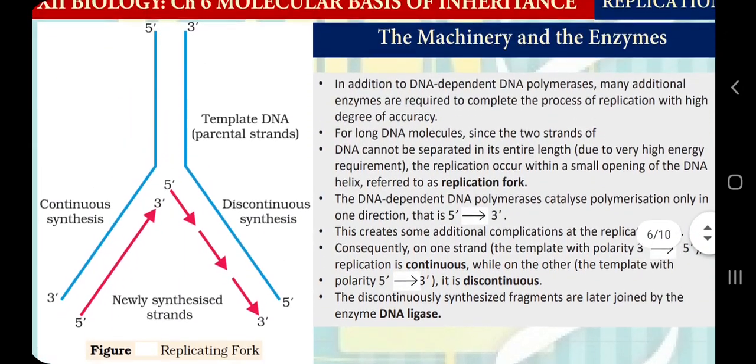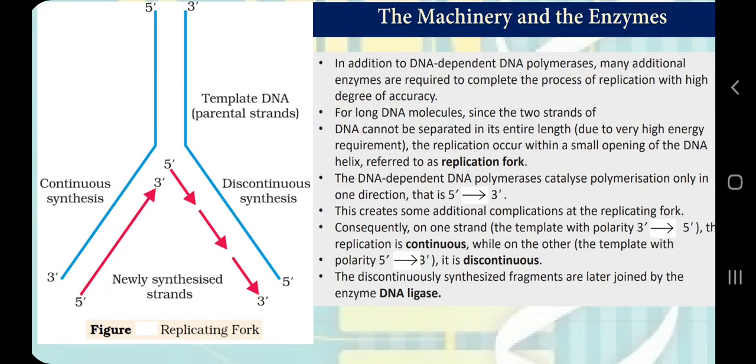Now we know about the replication fork, the continuous and discontinuous synthesis of DNA, and the 5 prime to 3 prime antiparallel direction. And we will always read DNA sequences from 5 prime to 3 prime direction. DNA will always synthesize from 5 prime to 3 prime direction, and RNA and protein synthesis will also happen from 5 prime to 3 prime direction. So this is the guru mantra of molecular biology, that you always read nucleotides or any sequence from 5 prime direction to 3 prime direction.